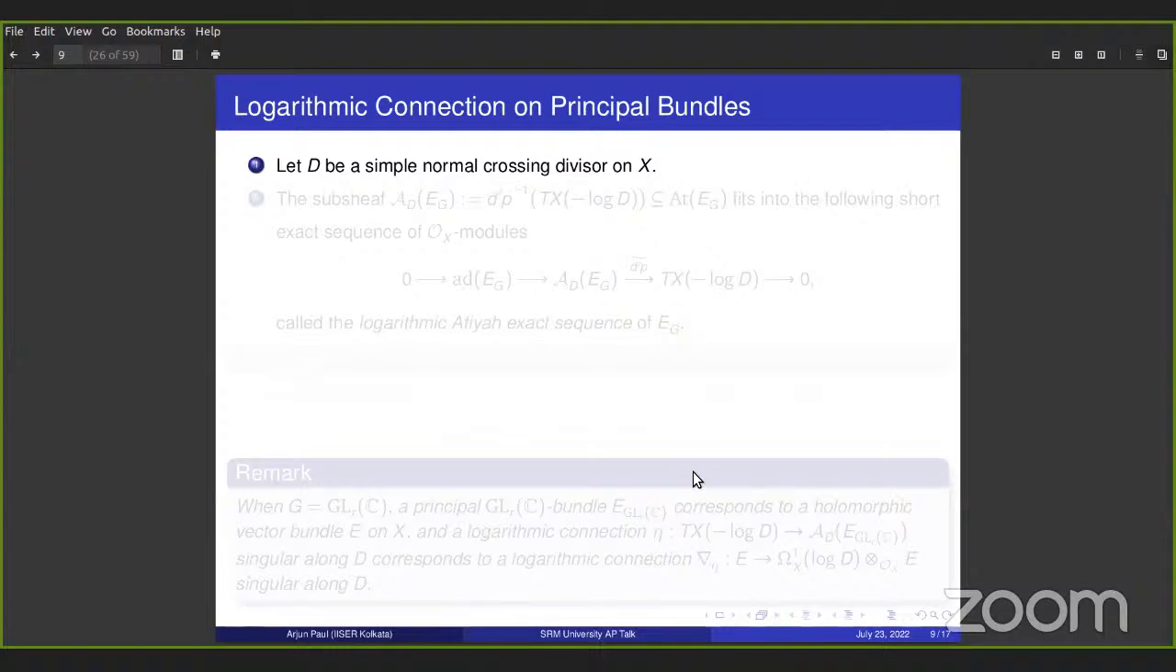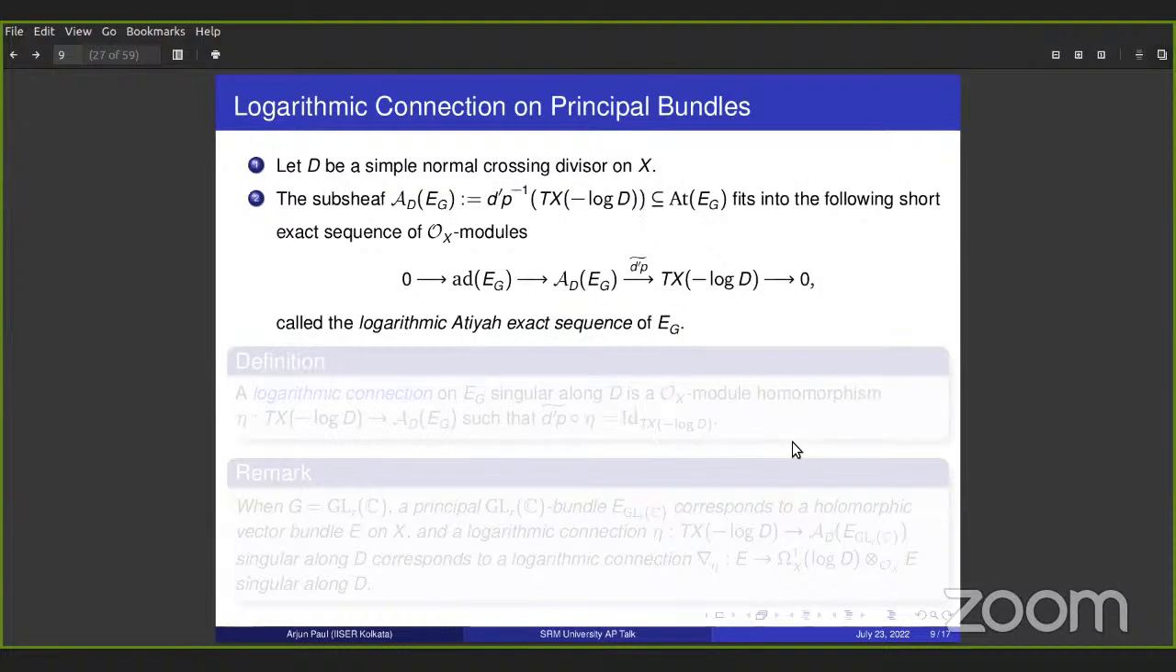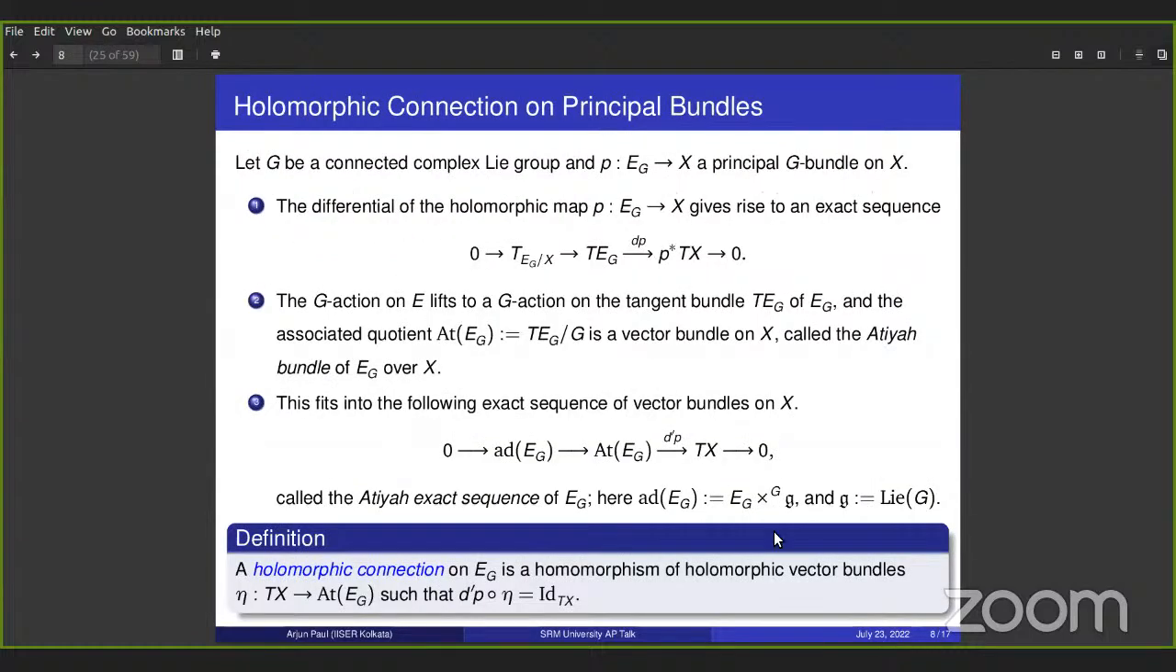So now we modify this exact sequence to define the notion of logarithmic connection. Here D is a simple normal crossing divisor on X, and we have the logarithmic tangent bundle T_X(-log D). This is the dual of Ω¹_X(log D) we have discussed earlier. This logarithmic tangent bundle is a subsheaf of T_X.